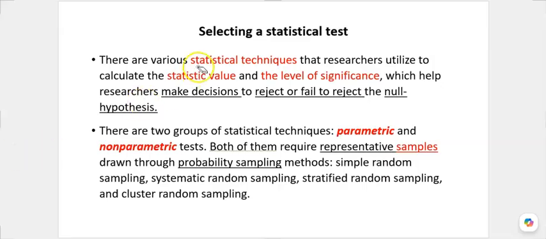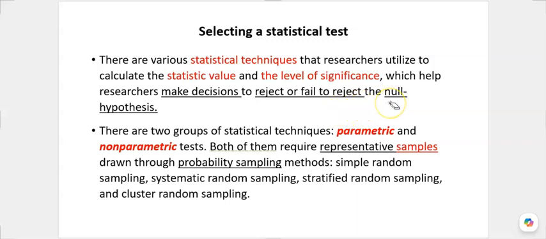The first thing, statistical techniques. So the researchers use this technique. Why? Because we want to obtain the statistic values and also the level of significance. This is referring to the p-value. So with this result, researchers can make decisions to reject or fail to reject the null hypothesis. That means that it accepts our null hypothesis.